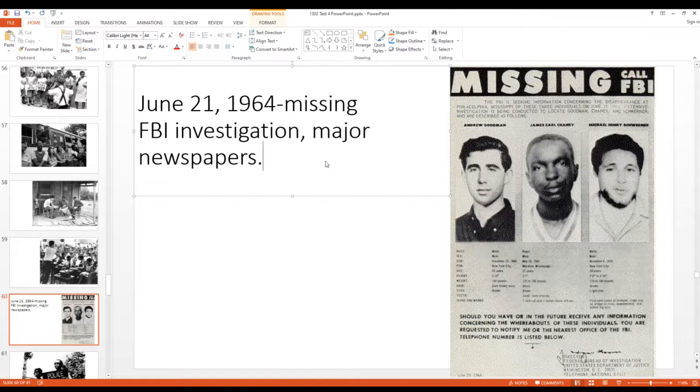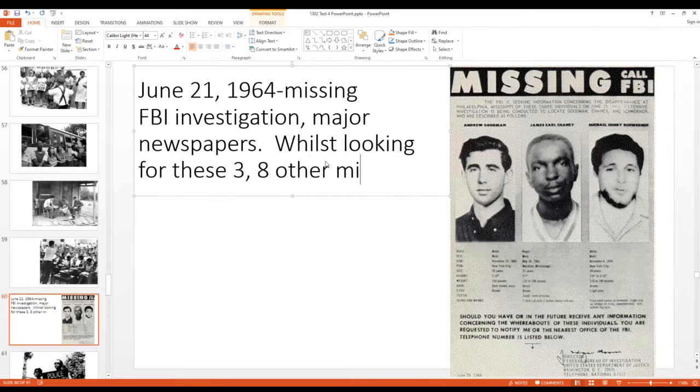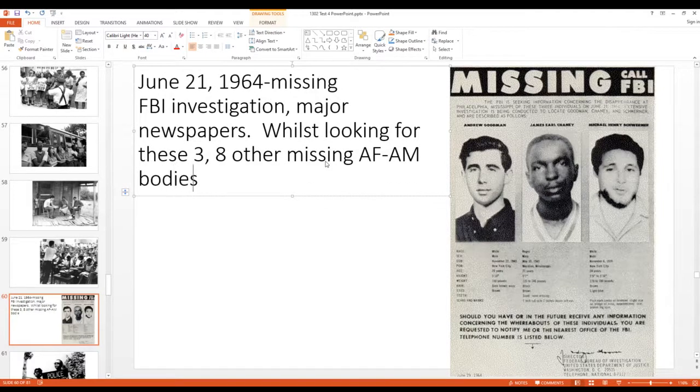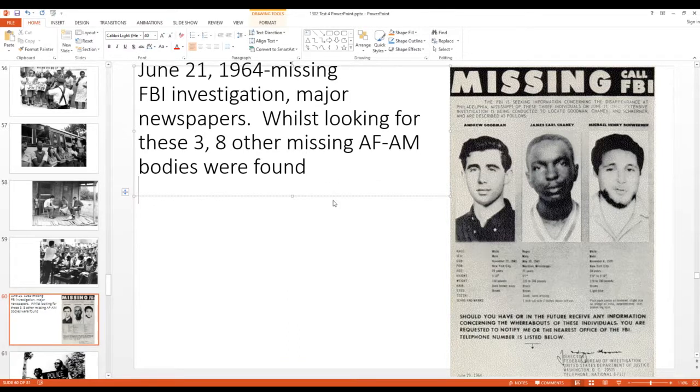But while looking for them, eight other African Americans who had been missing for quite some time were found, including a 14-year-old member of CORE named Herbert Orsby. Of the eight found, five of them were never identified. The other two were also college students. These guys were found on August 4th. Their bodies were found in an earthen dam.